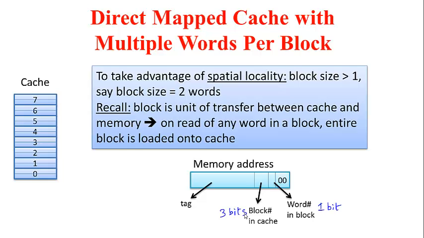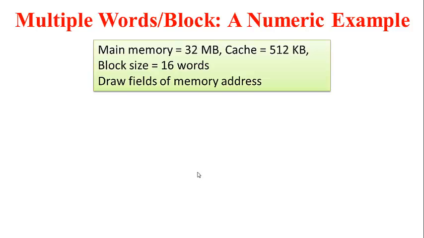And just like by convention, the cache size is a power of 2 in terms of number of blocks, the number of words in a block is also typically a power of 2. This will enable easy computation of these fields given the memory address. To understand this better, let us work out a numeric example. Let's say that main memory in a system is of 32 megabyte size and the system has a cache which is of 512 kilobytes, and the cache system employs a block of size 16 words. In this scenario, draw the various fields of the memory address as interpreted by the cache controller.